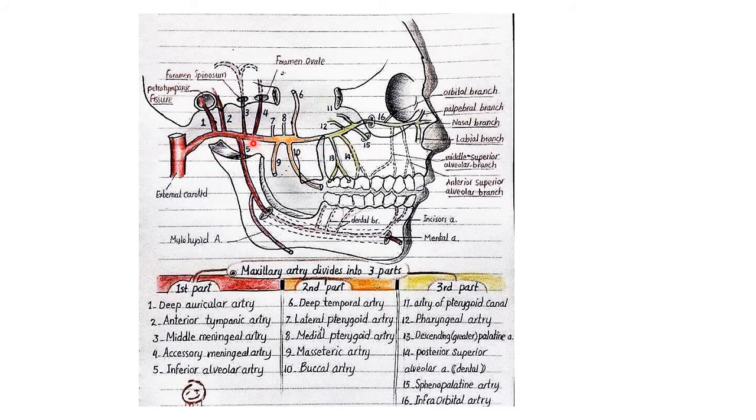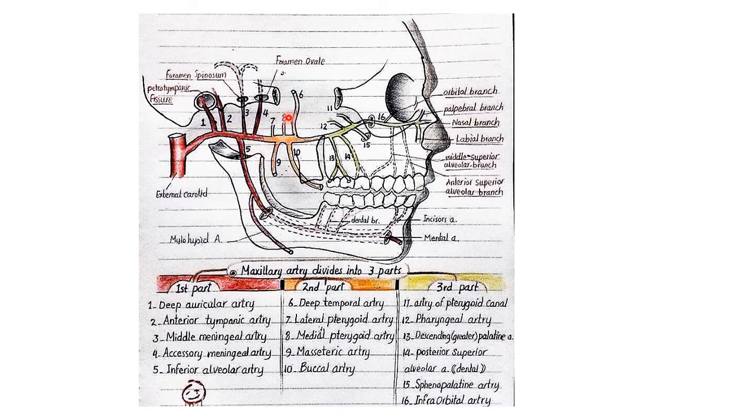So each part gives different branches. The first part gives 5 branches, the second gives 5 branches, and the third part gives 6 branches. The first part gives the deep auricular artery, the anterior tympanic artery, the middle meningeal artery, the accessory meningeal artery, and the inferior alveolar artery.